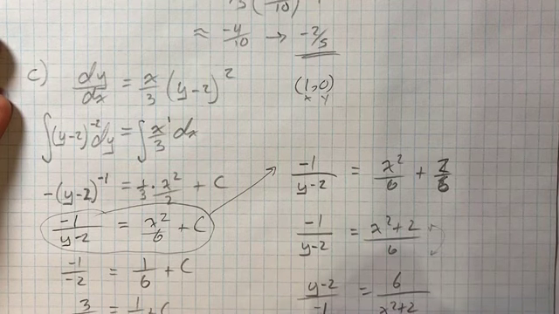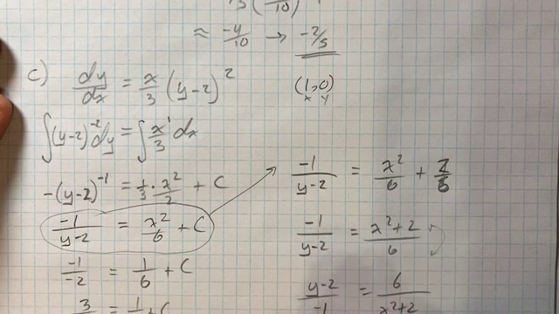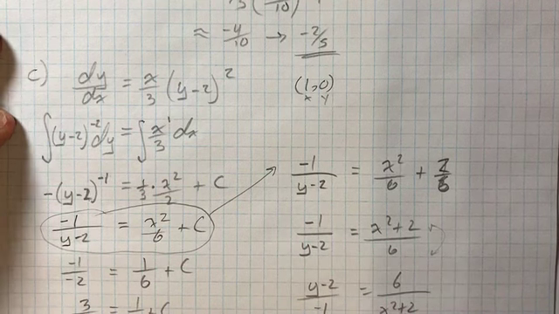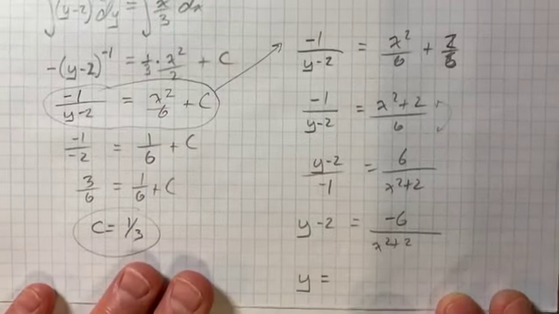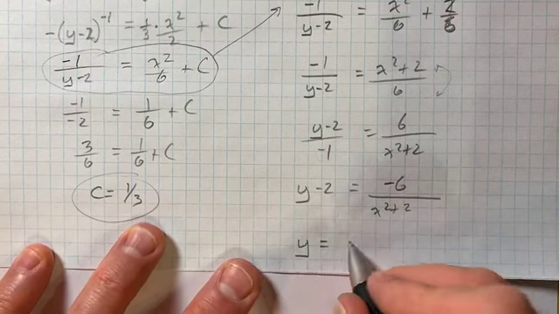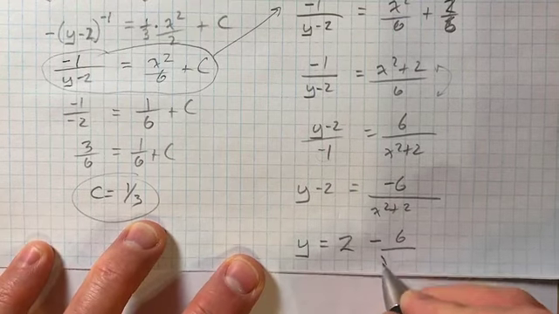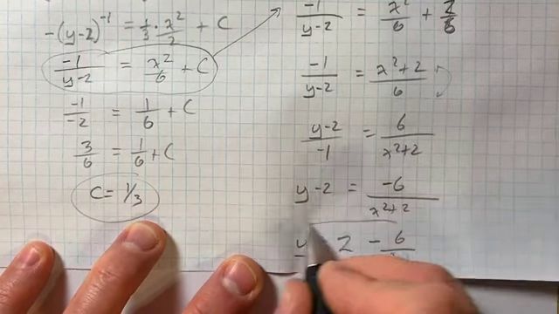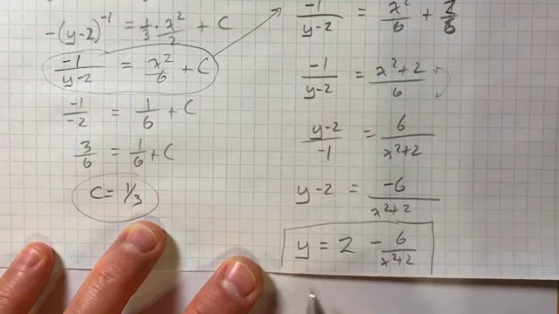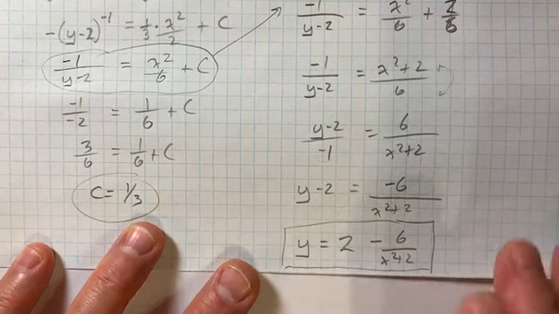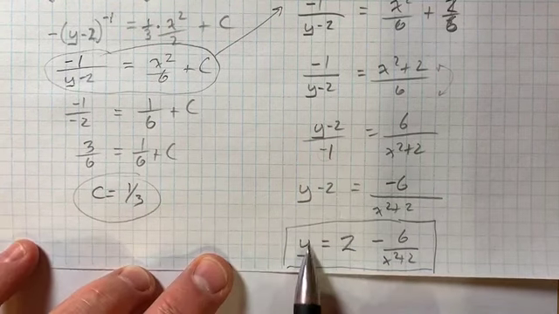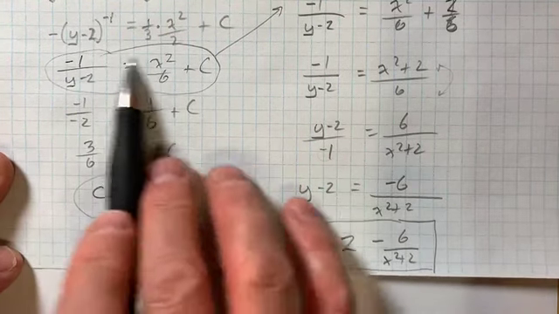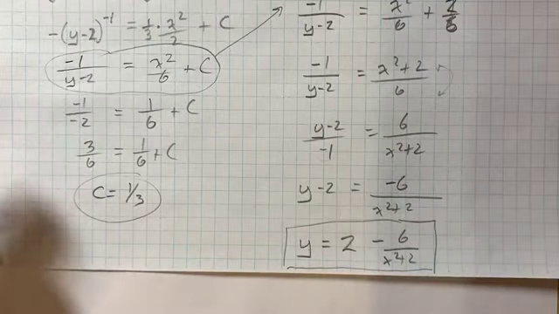Okay, take this and multiply it up. Y minus 2 is negative 6 all over x squared plus 2. Here we go. Y is equal to, add on the 2, 2 minus 6 all over x squared plus 2. There we go. That's what y is equal to. In the question, it specifically said solve for y equals, so they want us to actually solve y equals. Otherwise, if it was really ugly, sometimes we'd leave it in this form back here, but there it is.